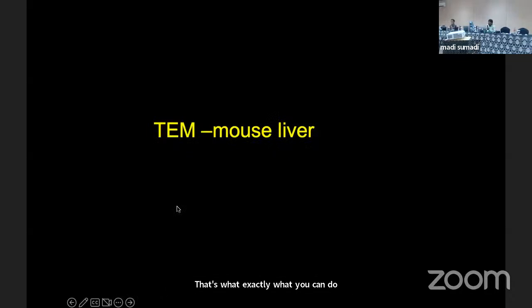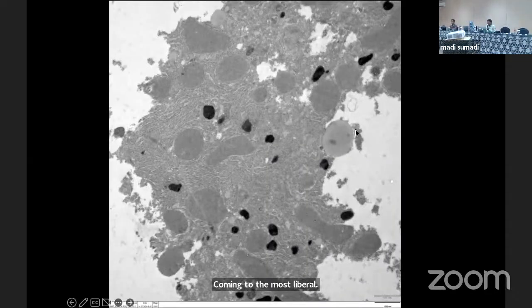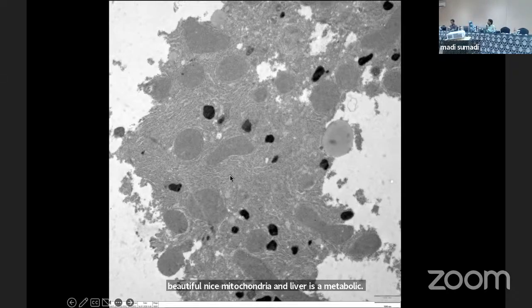Coming to the mouse liver, the typical structure that you see is also very beautiful, with nice mitochondria. The liver is a very metabolic, highly active organ. You can see that all these cells, the hepatocytes, are very active because of bile synthesis and toxin degradation going on continuously, and all the venous blood goes to the liver before it comes into the body. That is why you see all the cells are active. Active means, of course, a very good nucleus and also very active mitochondria and other organelles like peroxisomes that we see very clearly here.